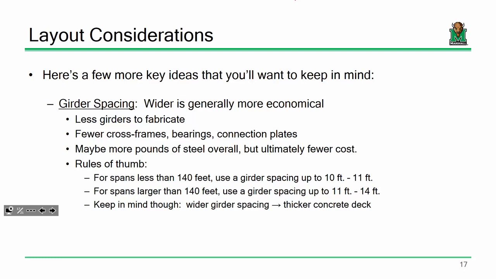Make sense? All right. If you have fewer lines of girders, you are going to have fewer cross frames in between those girders. Whole lot less to fabricate. Rules of thumb: if you've got a span that's less than 140 feet, you want to use pretty wide girder spacing, 10 foot, 11 foot, as large as you can. That's about your cap for those shorter spans. Anything larger than that, you want to be going up to like 12 foot. Larger girder spacings, deeper girders, but fewer of them.